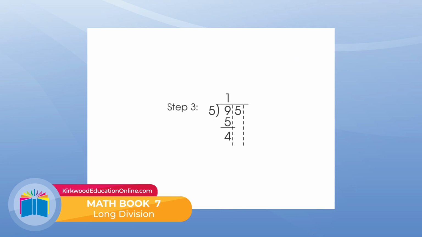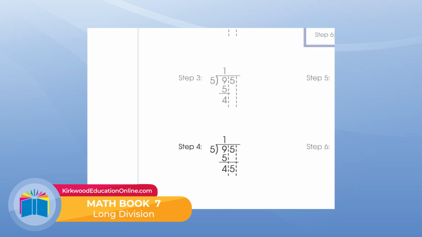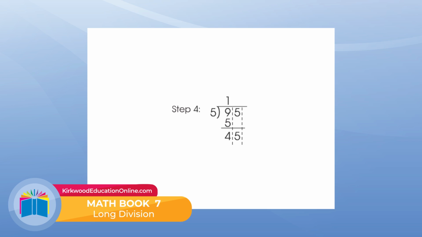Step 3 is to subtract 5 from 9. Subtract 5 from 9 equals 4. You bring the 4 down. Step 4. Bring down the next number of the dividend. What is the next number of the dividend? It's 5, so you bring that down.